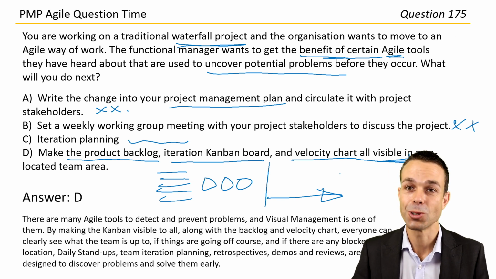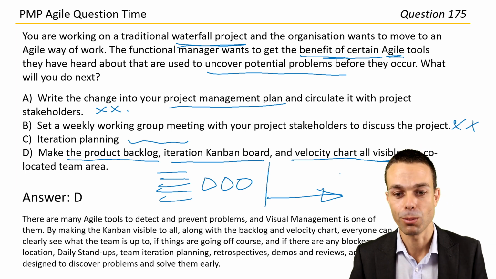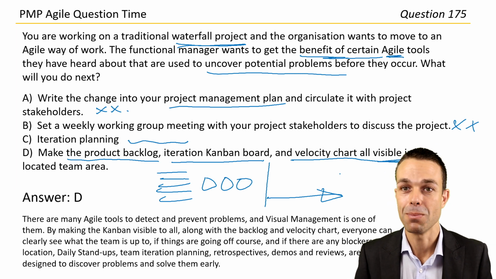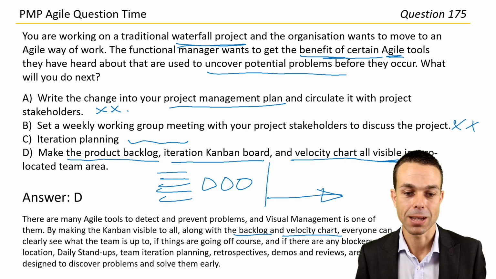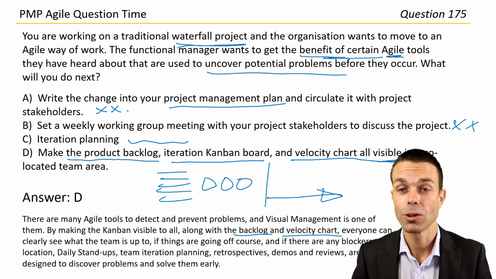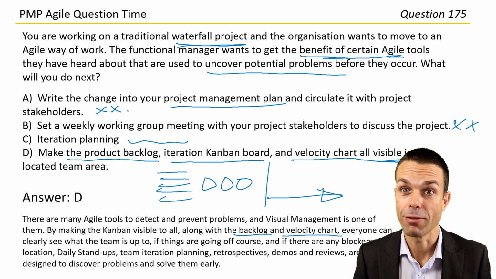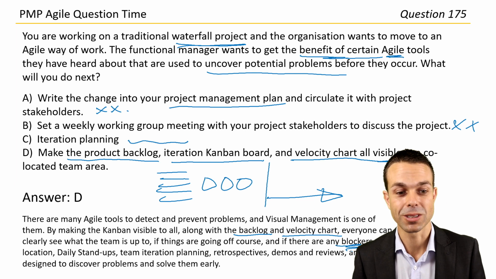There are many agile tools to detect and prevent problems. Visual management is our best tool here. Kanban board, so visible backlog and velocity chart. Everyone can see what the team is up to. If things are going off course, we can see that as well. If there are any blockers, we can also see that.